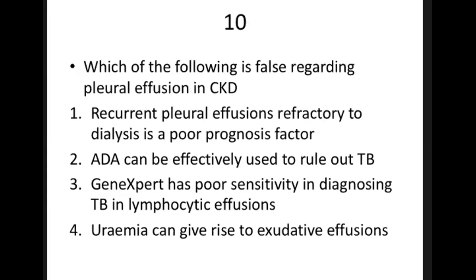Question number 10. Which of the following is false regarding pleural effusions in CKD? So we've just been talking about it. 1. Recurrent pleural effusions refractory to dialysis is a poor prognostic factor. ADA can be effectively used to rule out TB. GeneXpert has poor sensitivity in diagnosing TB in lymphocytic pleural effusions. Uremia can give rise to exudative effusions.